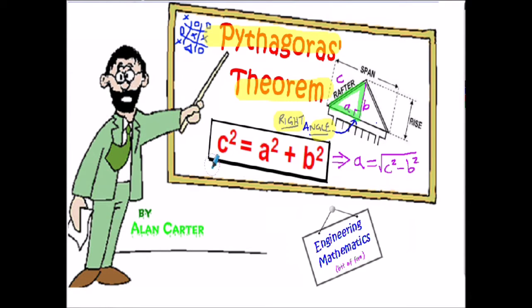Pythagoras' theorem states that the square of the hypotenuse, shown as C in the diagram, is equal to the sum of the squares of the other two sides. We'll be using Pythagoras' theorem throughout this presentation and we'll be transposing the equation as required.